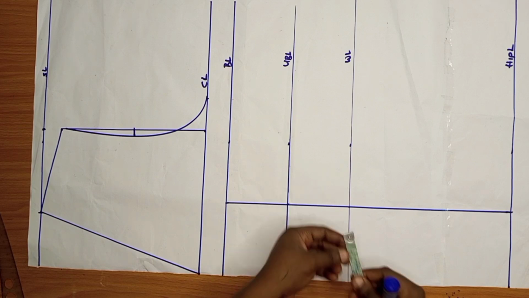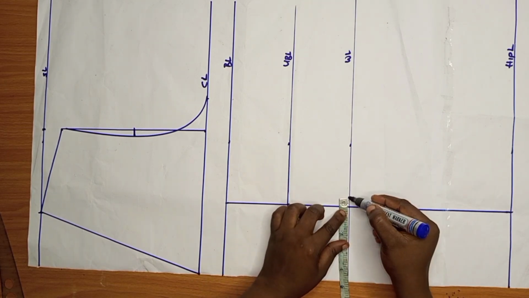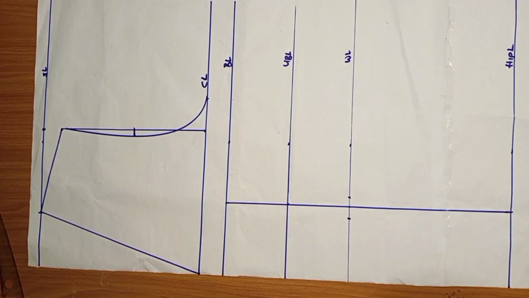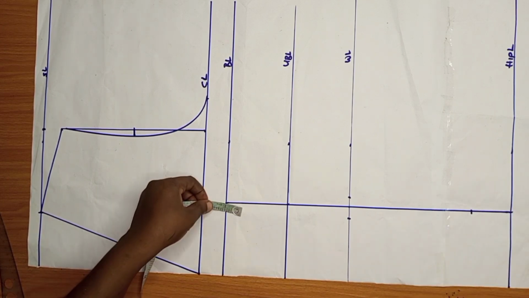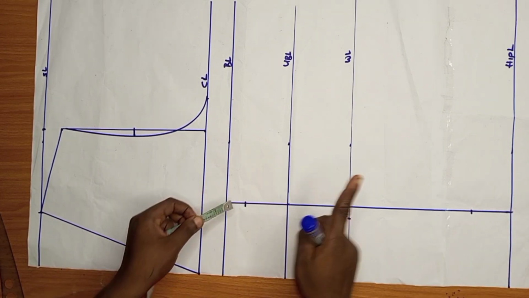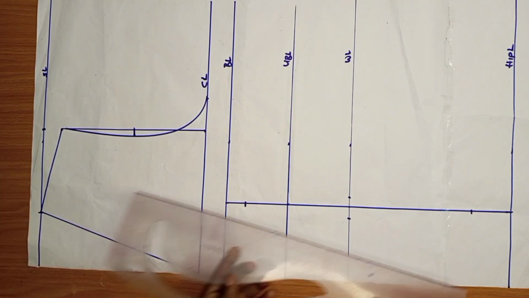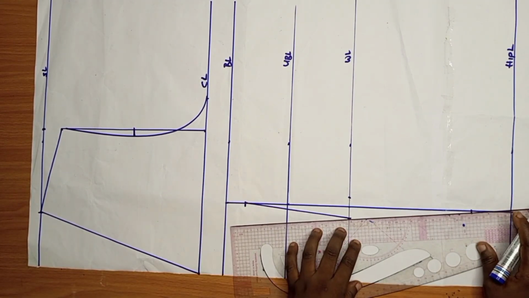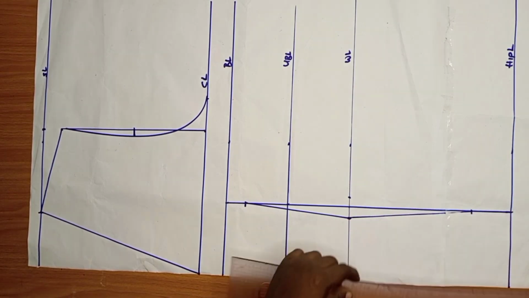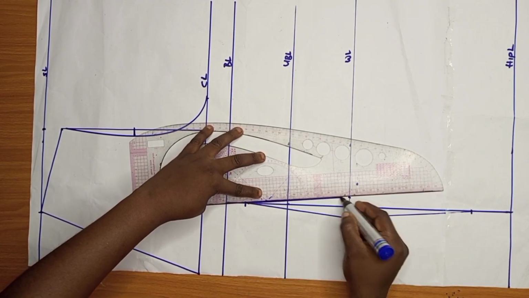Now on my waistline on the dart leg, I'm going to be taking half inch on both sides. Then from my hip line, I'm going to come up on the dart leg by 2 inches. From my bust line, I'm going to come down on the dart leg by 1 inch. Then I will go ahead to connect it this way.